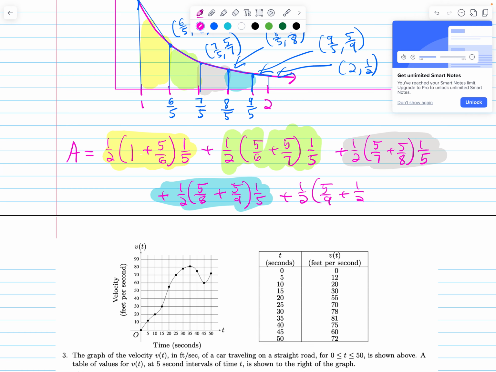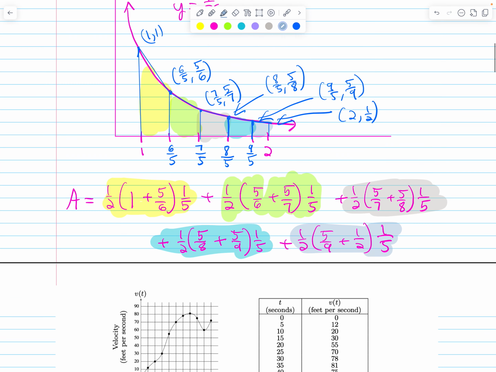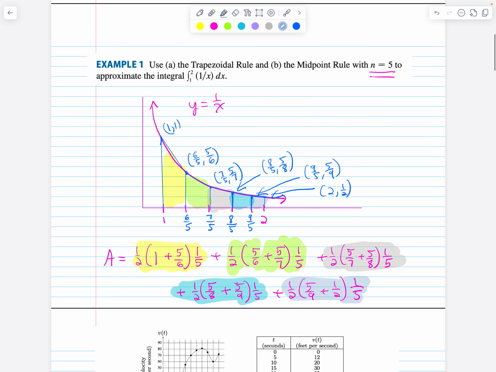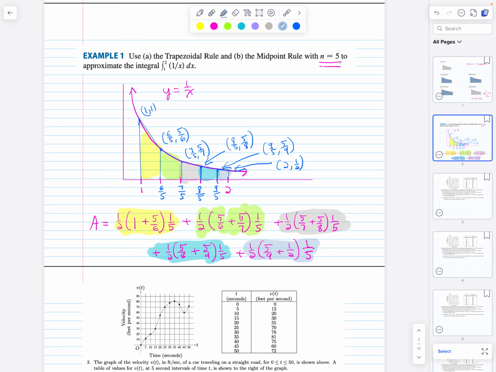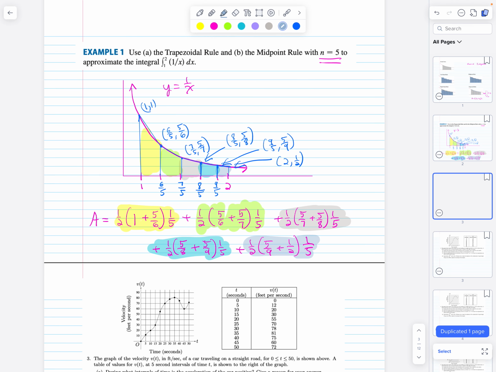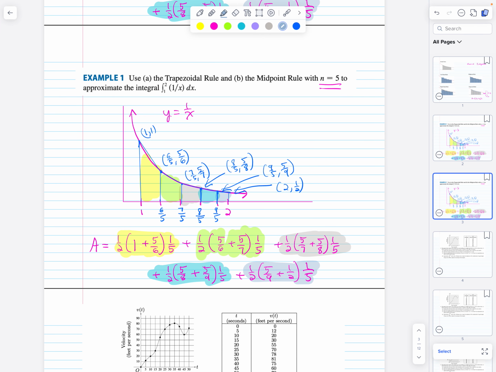5/9 plus 1/2 times 1/5, and that is my last trapezoid over here. Hopefully this would be a calculator problem. I'm not going to calculate all this out right now. I just wanted to show you the setup for the trapezoid rule. But the problem also said to do the midpoint rule. So we have to do this whole problem again.